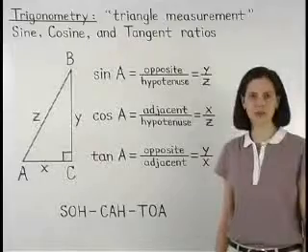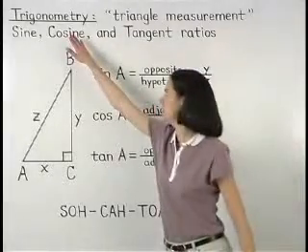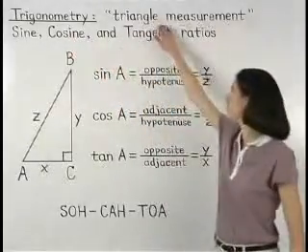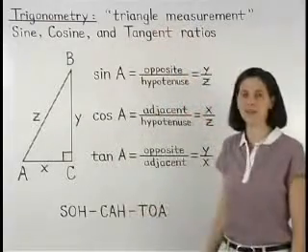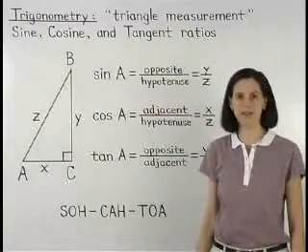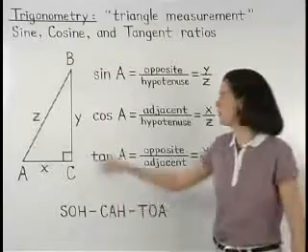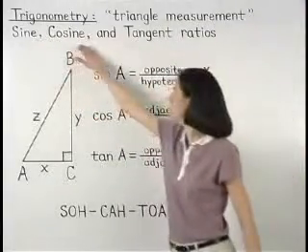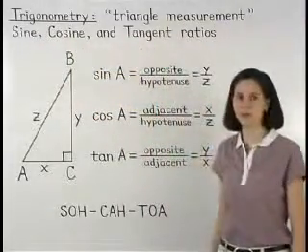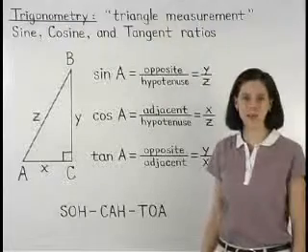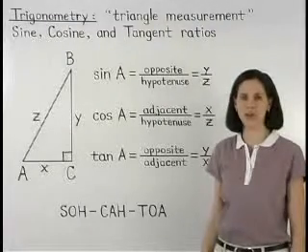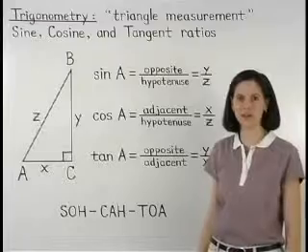The title of this unit, Trigonometry, is Greek for triangle measurement. Three of the most basic ideas in trigonometry are the sine, cosine, and tangent ratios. The sine, cosine, and tangent ratios can be defined as follows.